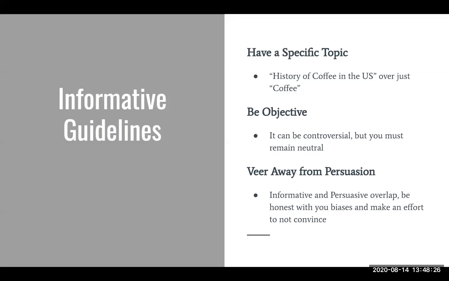And lastly, this can be tricky, but we want to veer away from persuasion. Informative and persuasive speeches often overlap because information sometimes can be persuasive in how it's framed and who says it and how they say it. And persuasive speeches need information in order to make their points and to strengthen their arguments.